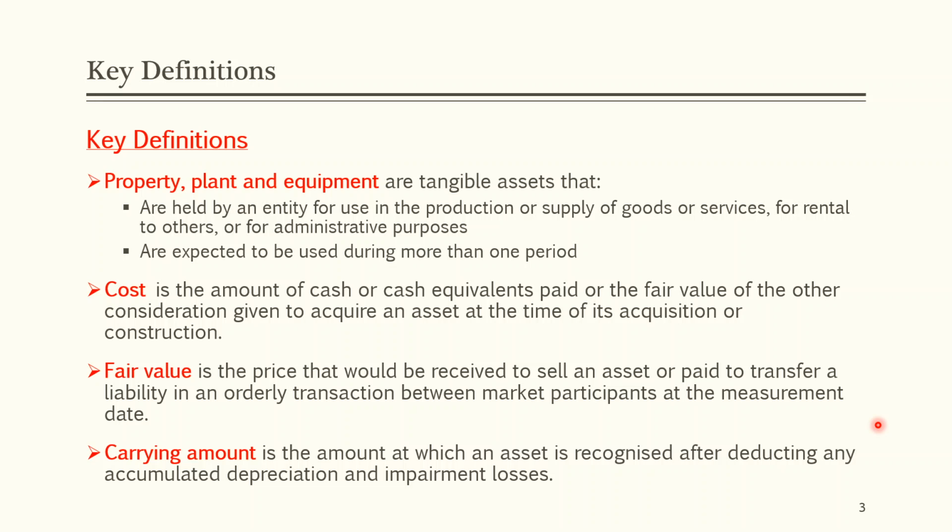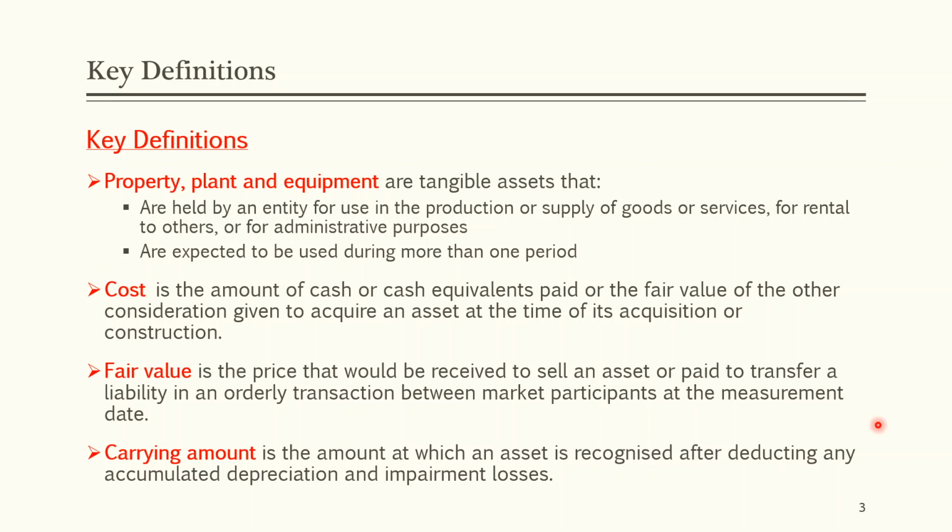So this identification of whether a particular asset belongs to PPE or not comes from its definition. If a particular asset meets the definition of a PPE as per LKAS 16, then we can identify such an asset under PPE. LKAS defines property, plant and equipment as tangible assets that are held by an entity for use in the production or supply of goods or services, for rental to others, or for administrative purposes, and are expected to be used during more than one period.